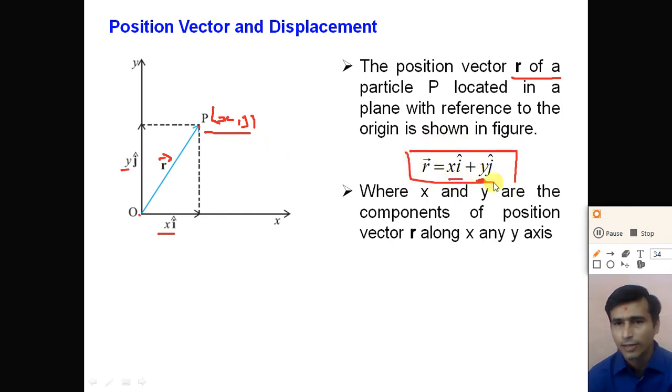r = x i + y j in two dimensions. How can we represent the position vector in three dimensions? A third component is there in the direction of the z axis, along the z axis, that is z k. So in three dimensions, the position vector is represented by x i + y j + z k, where x, y and z are the components of the position vector along the x axis, y axis and the z axis.